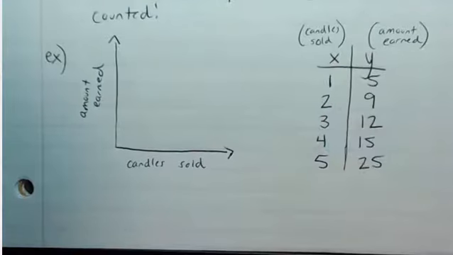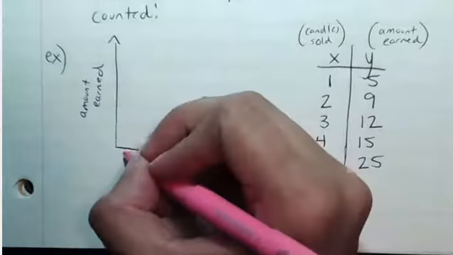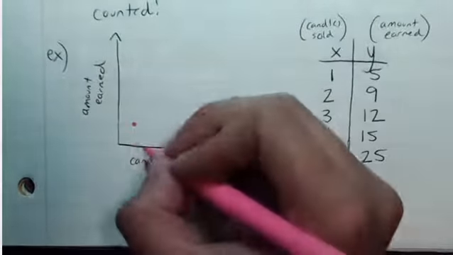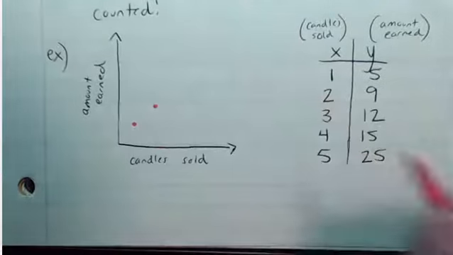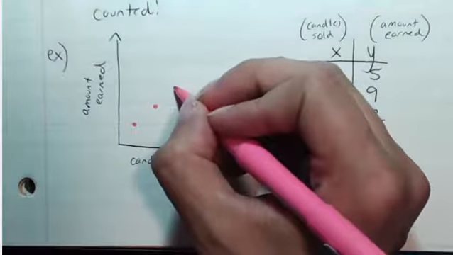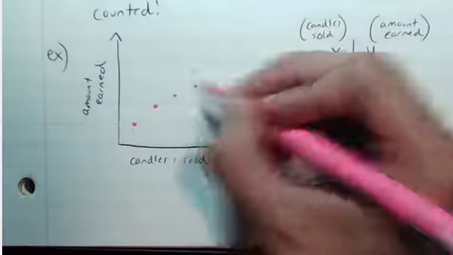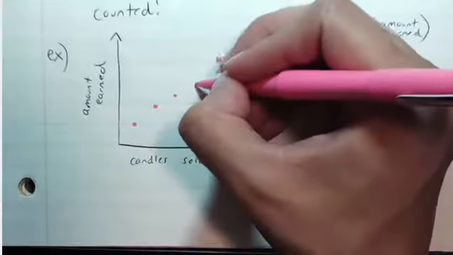So that's why these are distinct points. If I actually graph these on the graph that we just created, again, there's usually no numbers, you just have to estimate. So 1 and 5. So let's say candles 1 here, let's say this is 5. 2 would be here, and it's about maybe 9. 3 is 12. 4 is 15, and then 5 might be 25, way up here.